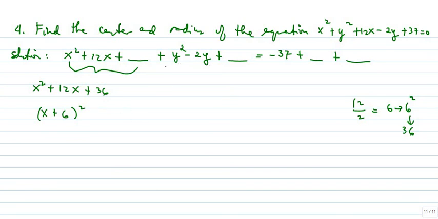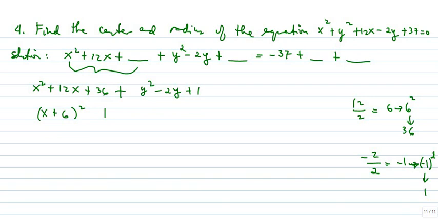On the other one, in terms of y, we have here negative 2 divided by 2, that is negative 1. And then negative 1 squared is equal to 1. Okay, so that you will have plus 1. Plus 1. Okay, so we have here y squared minus 2y plus 1.